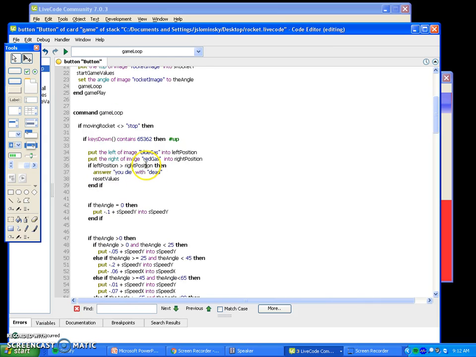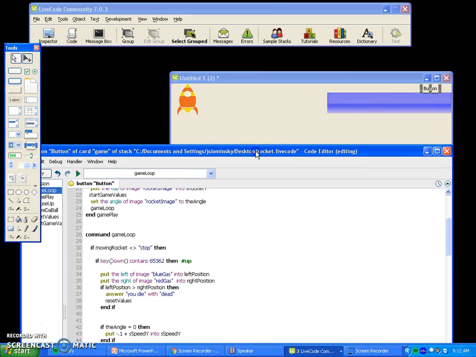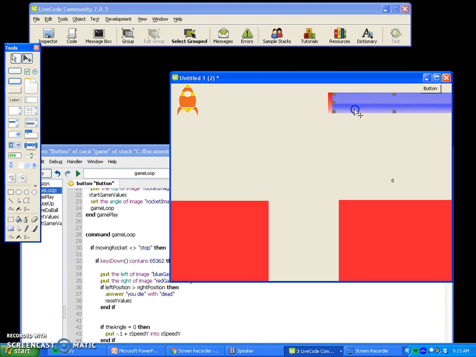Okay, so if you're pressing up, you're going to put the left of image blue gas into left position. Let me show you what's going on there. You're going to put the right of image red gas into right position. If left position is greater than right position, you're dead. The right position of red gas is this, the one underneath. Blue gas is the one on top.